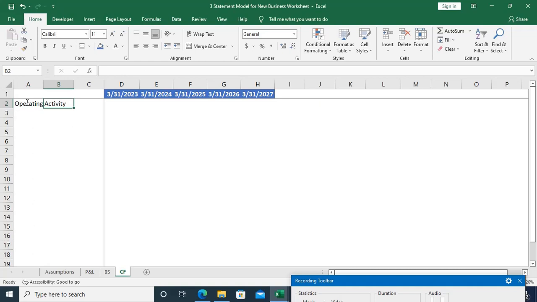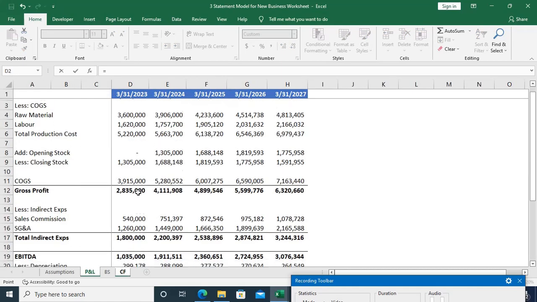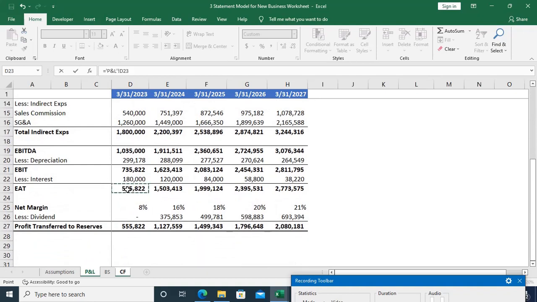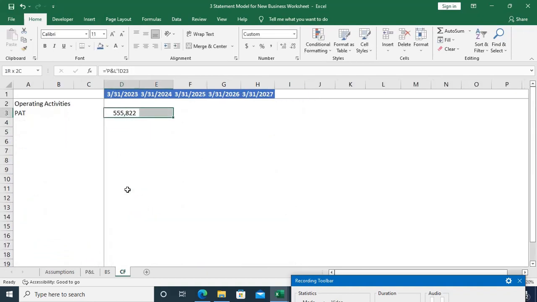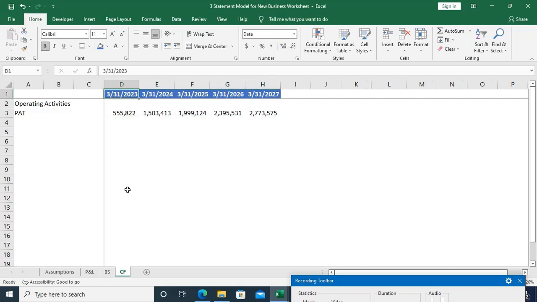Operating activities. Profit after tax. So how much is the profit after tax? We can simply link it from the profit and loss statement. It is there. Earning after tax, get it. Get the data. Then profit after tax is here.